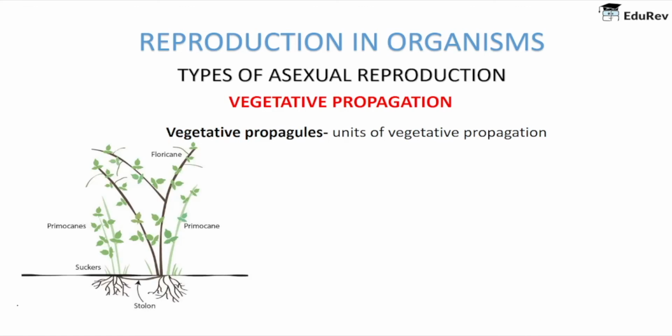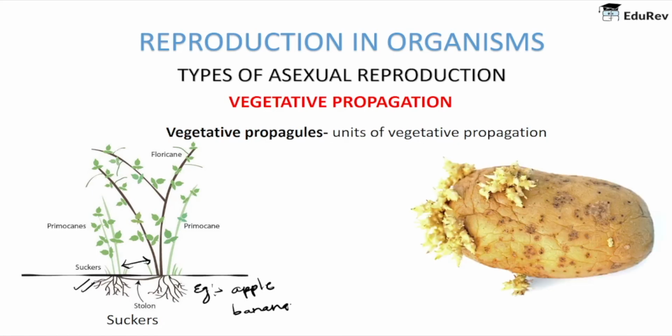Next are the suckers. Now these are the plant growth that develops from the rootstock of a plant. They develop from a rootstock of a plant, but they do not originate from a seed. Instead, they grow from the base of the root of the plant, but at a certain distance. For example, in case of apple and banana.